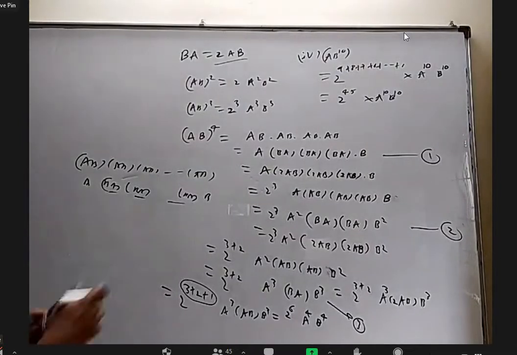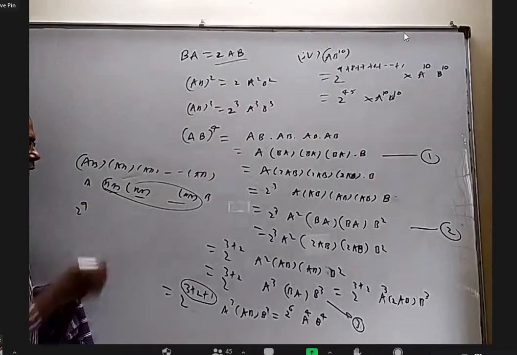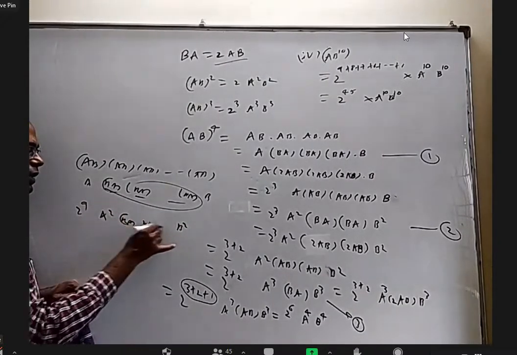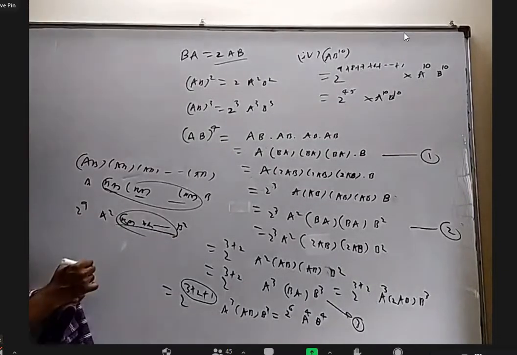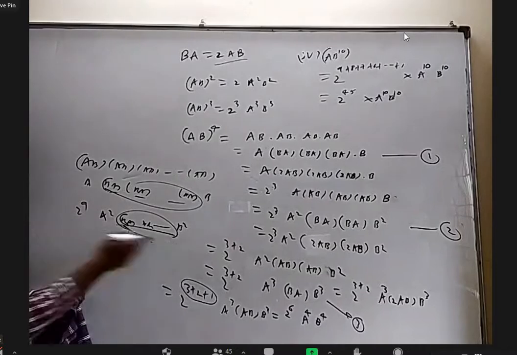So you are going to get a 2 power 9 common in the next step. And you are going to get an A square here, B square here, and you are going to get BA how many times? 8 times. So you are going to write 2AB 8 times. You are going to get 2 power 8 common.